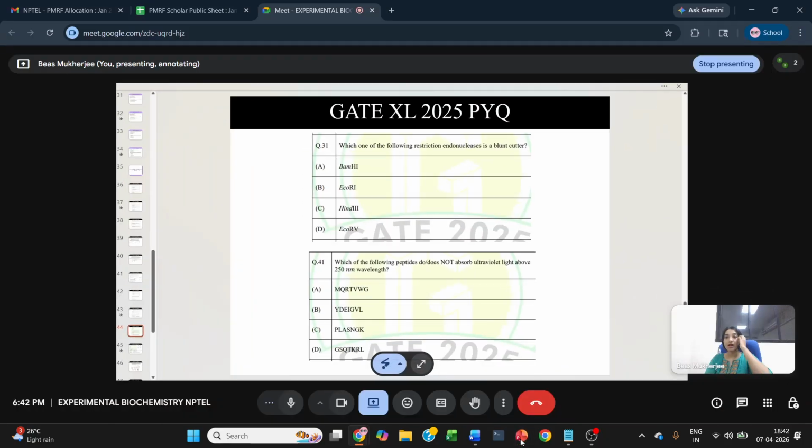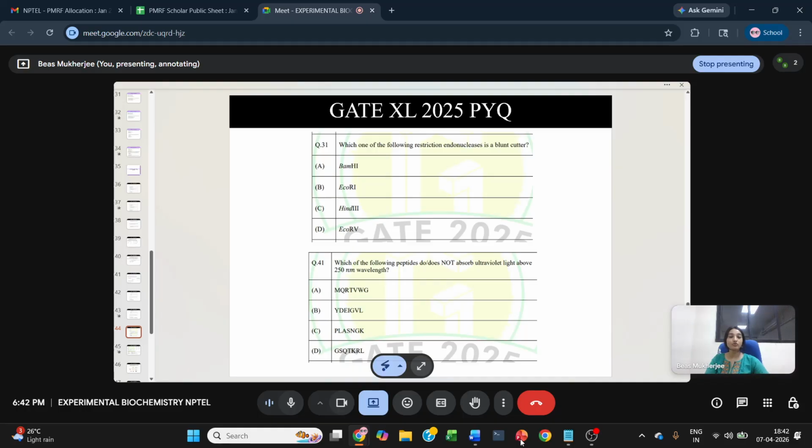Right. Now, which one of the following restriction endonucleases is a blunt cutter? Okay, so BamHI, EcoRI, HindIII, all of these are sticky-ended restriction enzymes, but EcoRV is not sticky-ended, it is a blunt cutter.